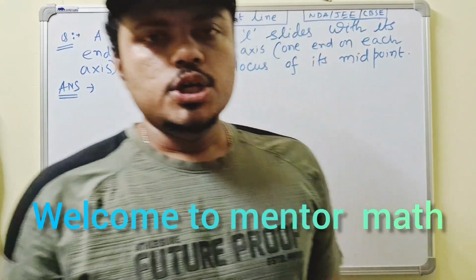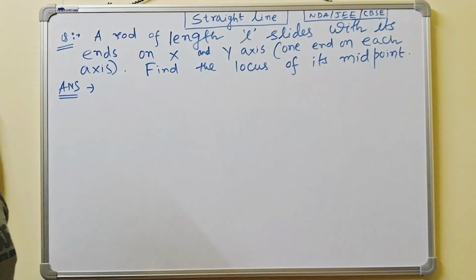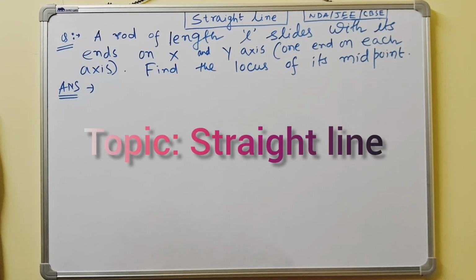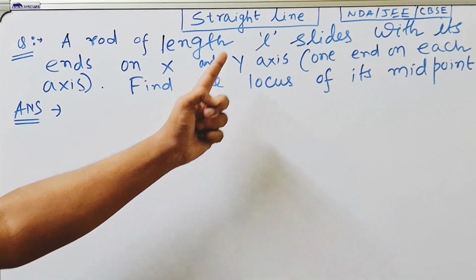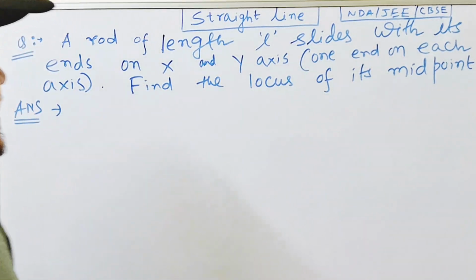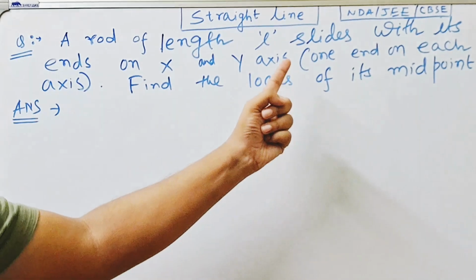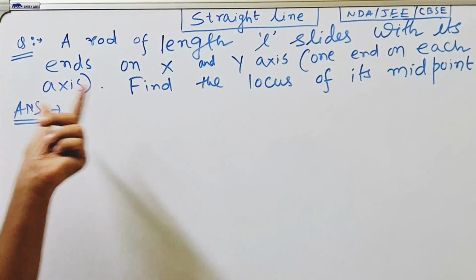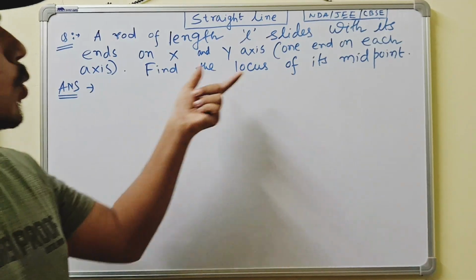Hello students. Today I am going to discuss a very important question regarding straight lines. You can see the question: a rod of length L slides with its ends on the x and y axes, one end on each axis. Find the locus of its midpoint.